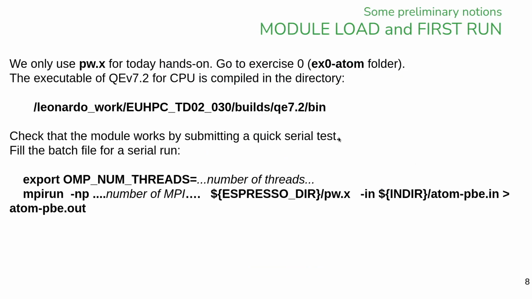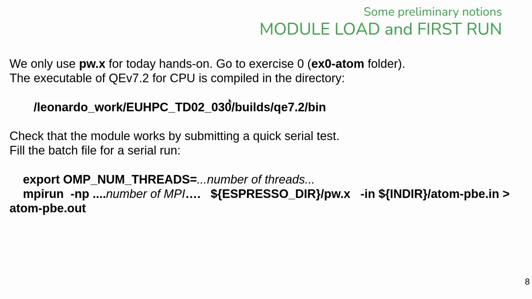So now go to how to run a job on Leonardo. First, start with the GPU calculation before the CPU calculation. Leonardo has the GPU accelerator, so you can't find a module with the CPU version of Quantum Espresso.